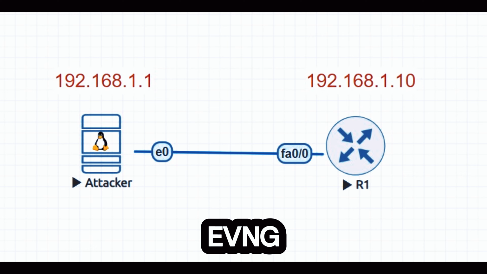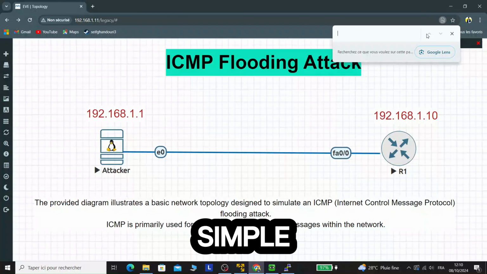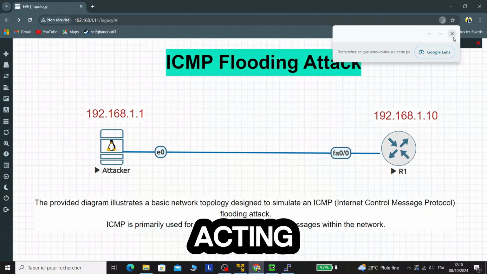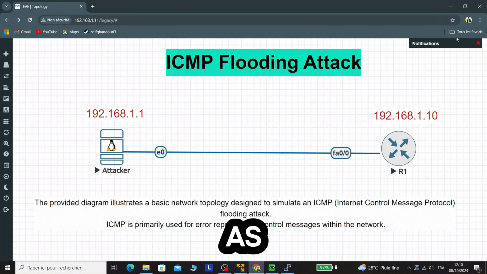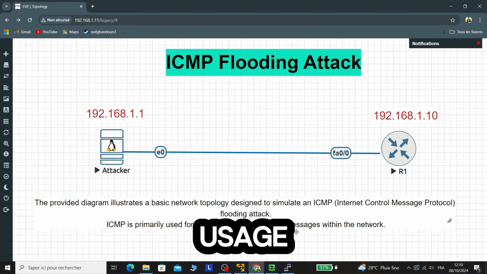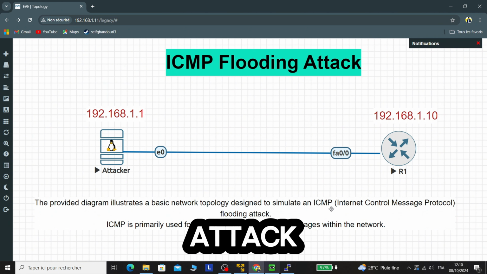Here we are in ICMP. I've set up a simple but effective network topology for our test. We have two devices, a Kali Linux machine acting as the attacker, and a router serving as the victim. The router will be the target of our ICMP flooding attack, and we'll monitor its CPU usage as well as network traffic during the attack.